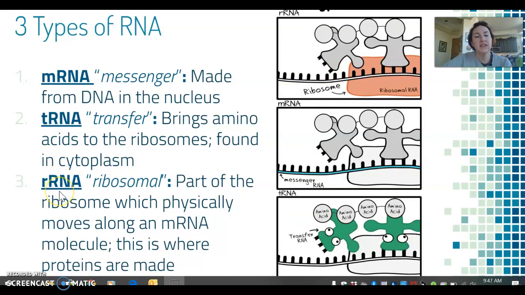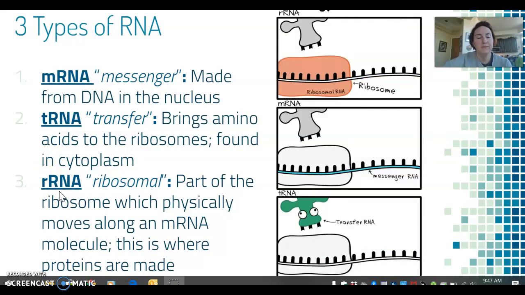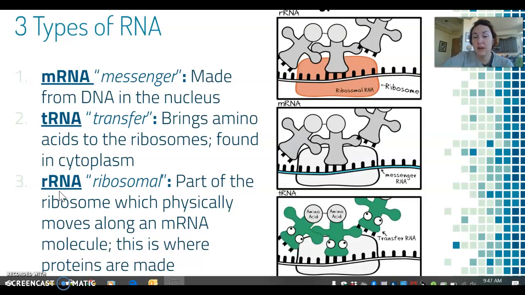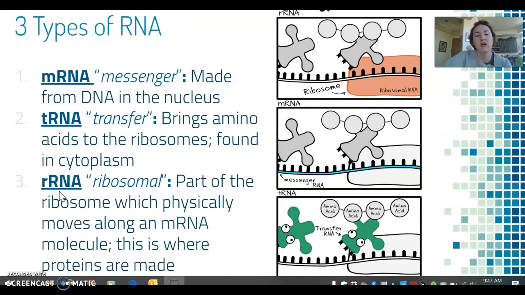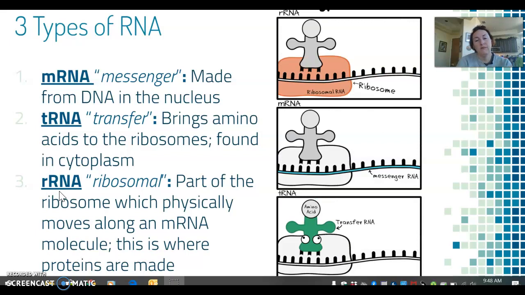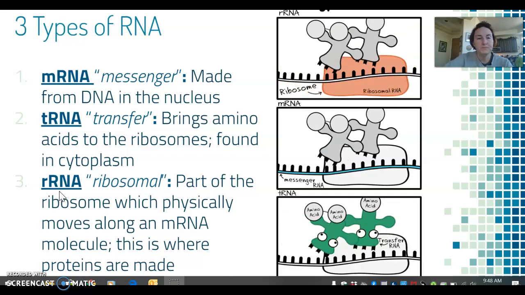And then finally, the third type of RNA is called ribosomal RNA or rRNA. This is basically just part of what the ribosome is made of, and it helps to move the mRNA along in the ribosome in order for more proteins to be made. But we'll talk more about that later.